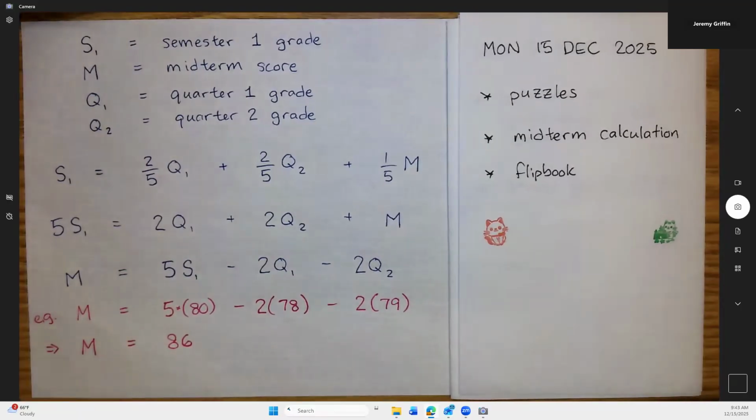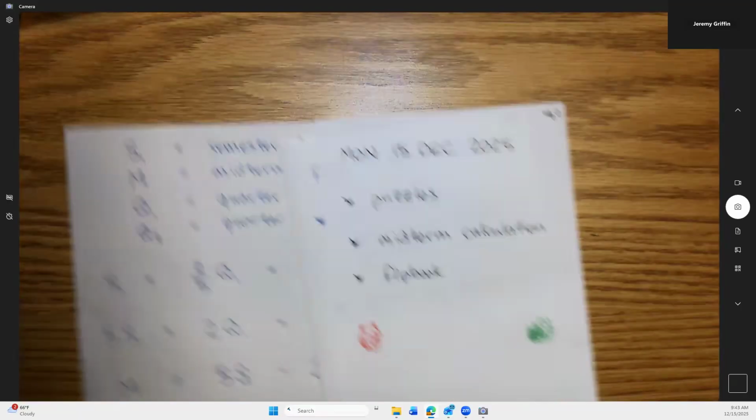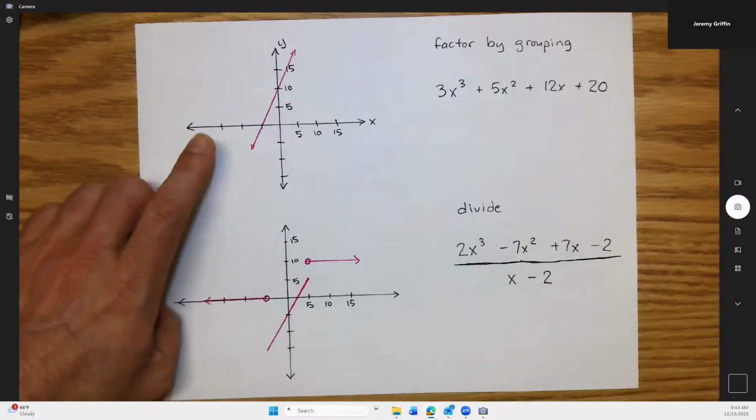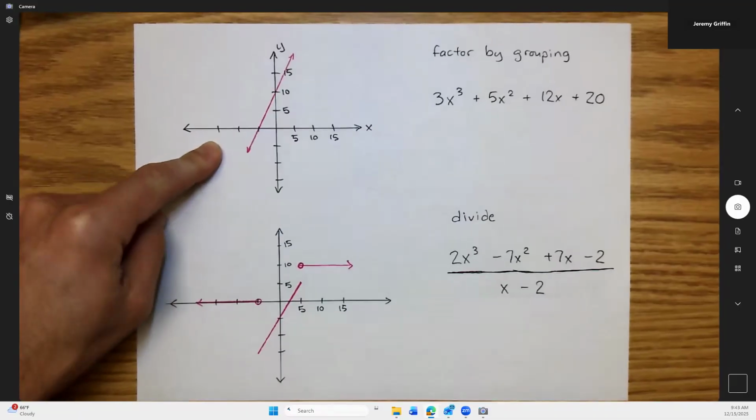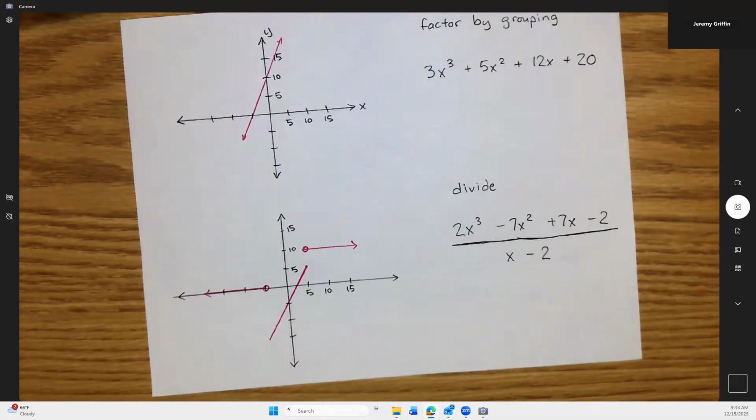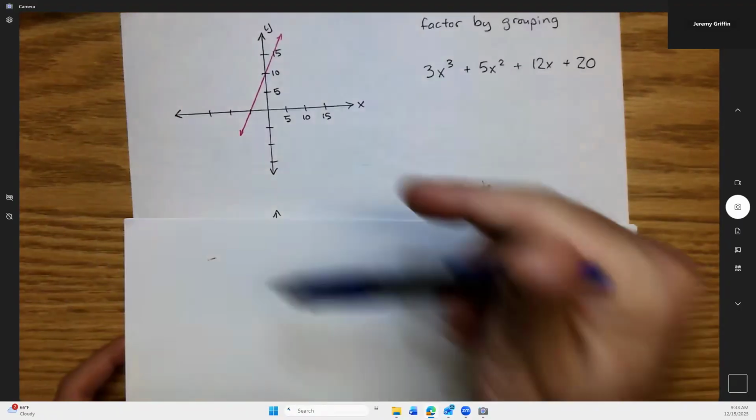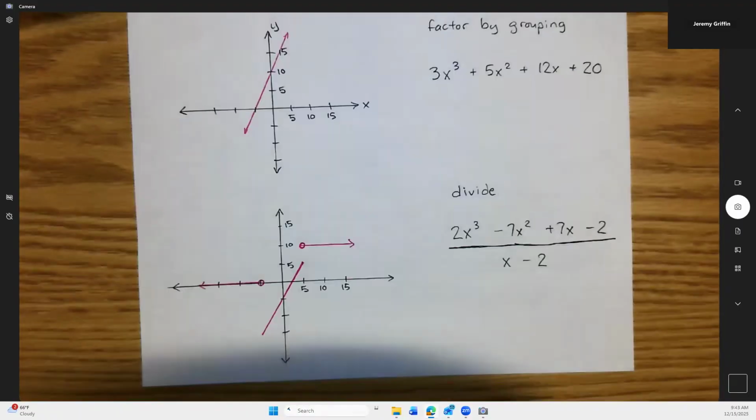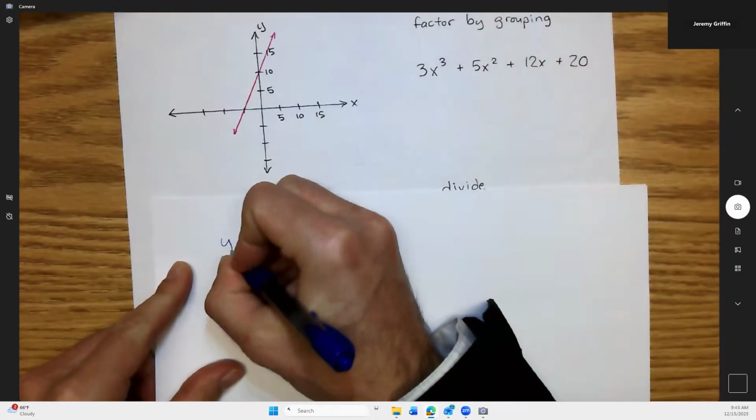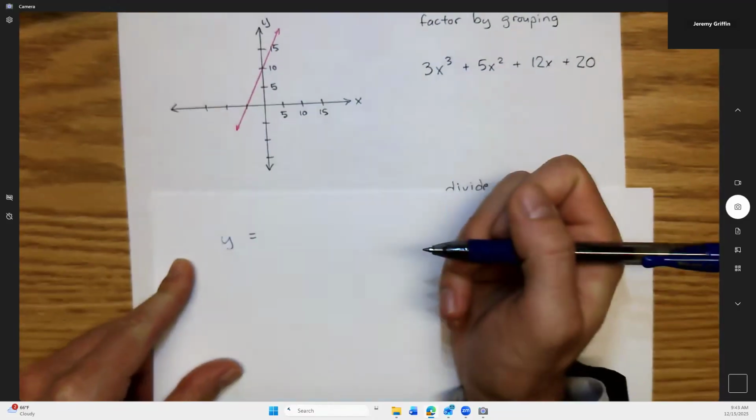All right. So, yeah, let's solve some puzzles. Do some practice puzzles here. Okay, so, this one, top left. Guys, what's the equation of this line? You got some paper in front of you? Write this down. What's the equation of this line right here? Say y equals or f of x equals. Either way.